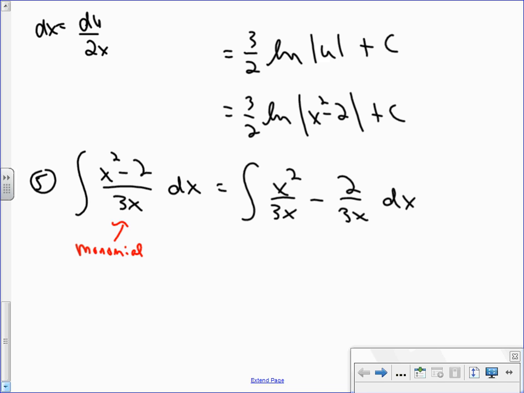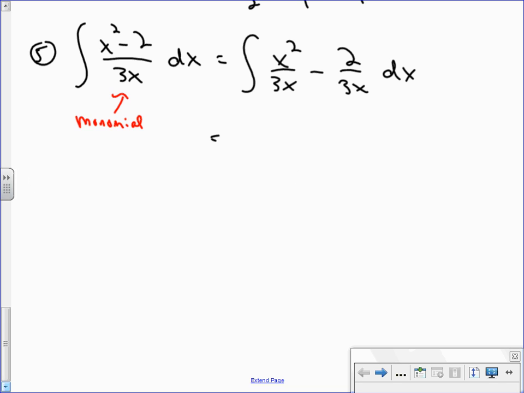It's one of those things that keeps popping up. And the difference between this problem, number 5, and number 4, is that this denominator is a monomial. Which makes this a more reasonable thing to try. So this becomes the antiderivative of 1/3 x, minus 2/3x dx. Or x/3 for the first part, if you like that better. That can be 1/3 x, or it can be x/3.